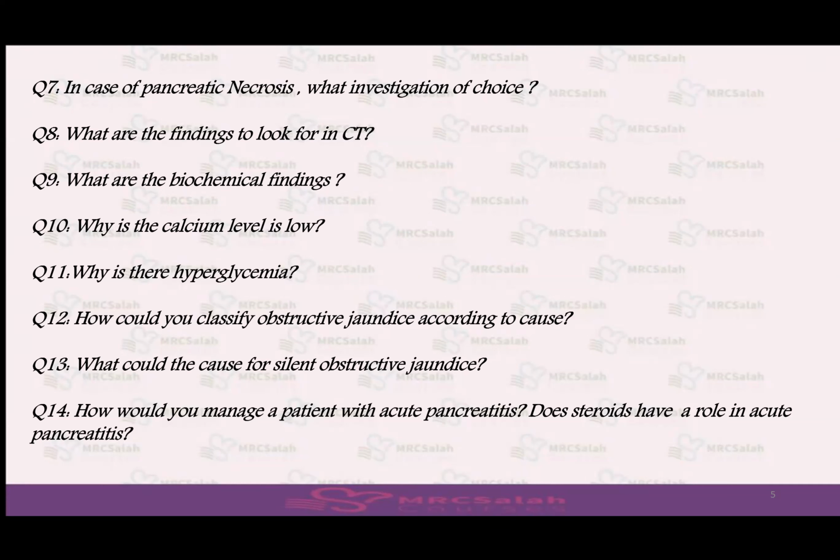What about nutritional support for this patient? Yes, I will consult a dietitian and consider the nutritional status of the patient, and the patient may require enteral feeding or parenteral feeding according to the severity. Does steroid have a role in acute pancreatitis management? Yes, steroids inhibit the release of inflammatory cytokines in acute pancreatitis, and could be beneficial in patients with severe acute pancreatitis as it decreases the hospital stay and the need for surgical intervention and decreases the mortality rate. Excellent.